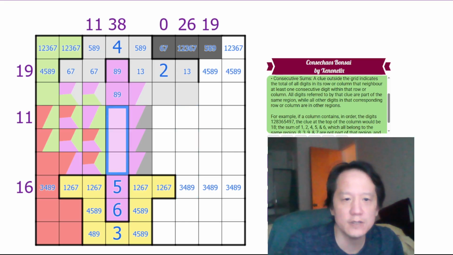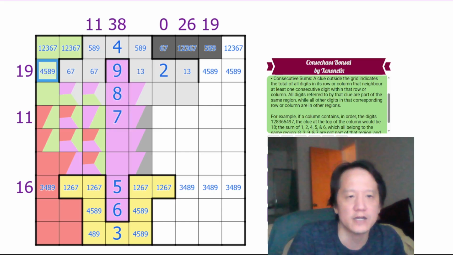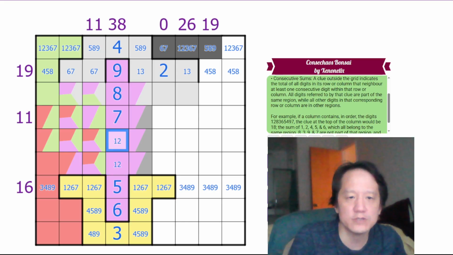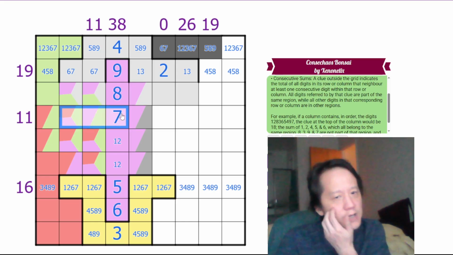This has to be, we have what, 7 with 1, 2 here. Therefore, this must be 7. This is 8. This has to be 9 to be consecutive. This becomes 1, 2, 1, 2. This pink cannot work. Oh, yeah.